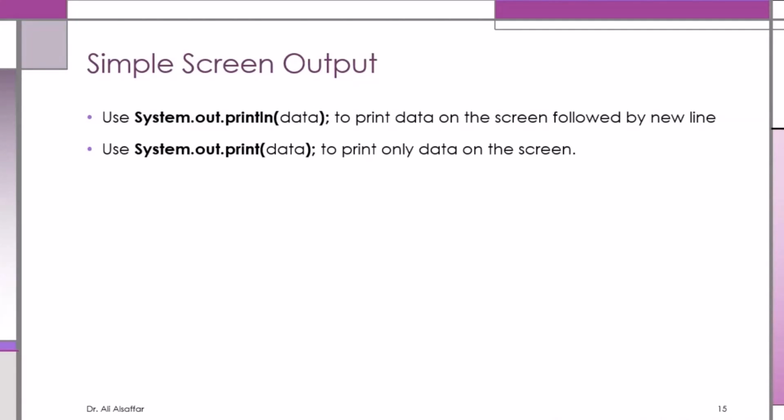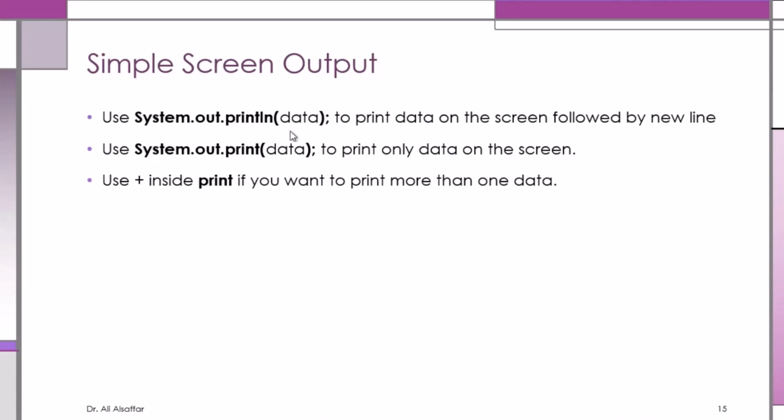Every program must have input, process, and output. For output, we use System.out.print. We have two versions, println and print. The difference is that println, after printing the data, will take you to the next line. But print will stay on the same line, so if there is another print after that, it will continue from that line.